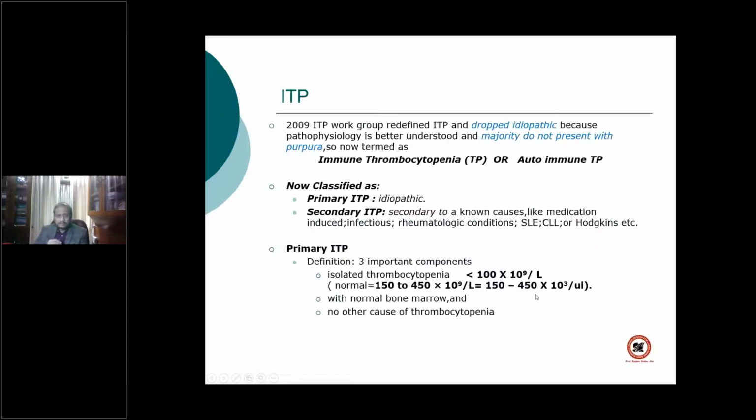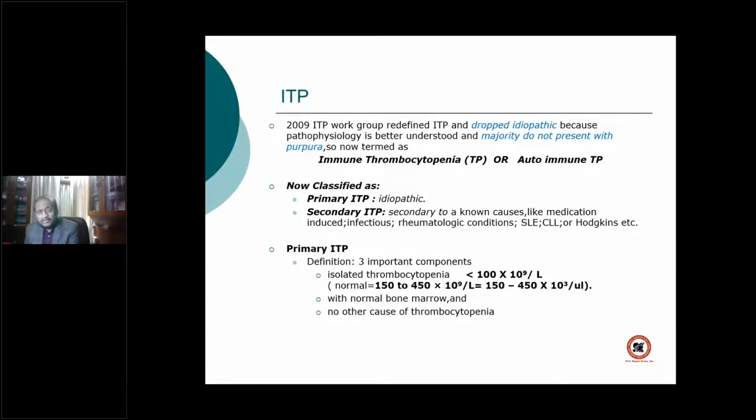Now, why the two names? It was in 2009 that the ITP work group, that is idiopathic thrombocytopenic purpura, redefined ITP. Why? They dropped the term idiopathic and they dropped the term purpura. Why? For the simple reason that now most of these causes have a reason to them. Initially, it was idiopathic. We didn't know why this is occurring, but now we know why it is occurring. So they decided to drop the term idiopathic.